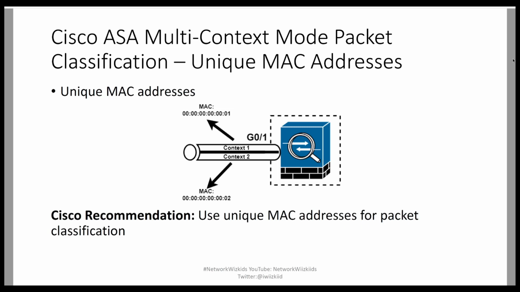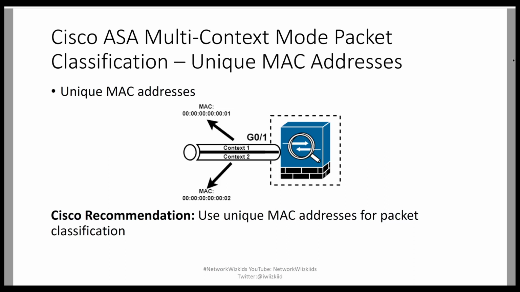So what happens if we have an ASA in multi-context that is sharing an interface with different contexts? How do we classify packets? This is actually the recommended way to classify packets. We do this by using unique MAC addresses for each context on the interfaces, and we'll take a look at this a little bit later on in the lab. As I say, this is the recommended way, to use unique MAC addresses in order to classify packets, so that packets know where to be sent based on the MAC address.